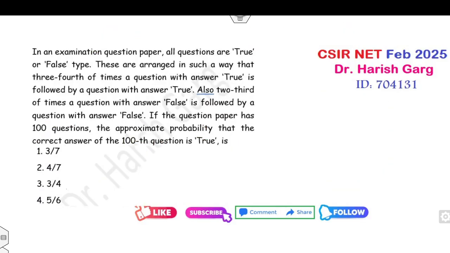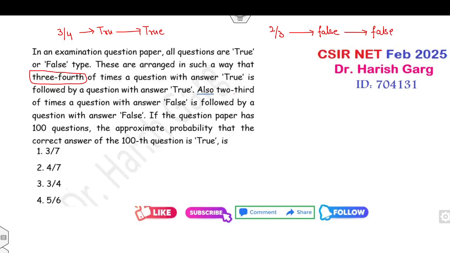Okay, look at the next question. Always read the statement very carefully. If you read the statement carefully, you will get the answer in fewer seconds. In the examination question paper, all the answers are either true or false. They are arranged in such a way that 3/4 of the time the answer is true, followed by true. Also, 2/3 of the time the answer is false, followed by false.